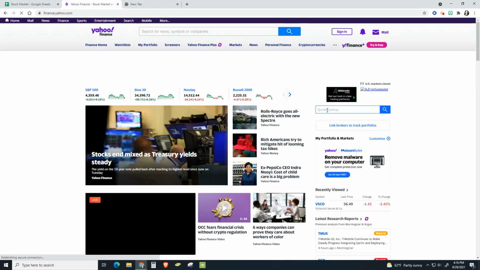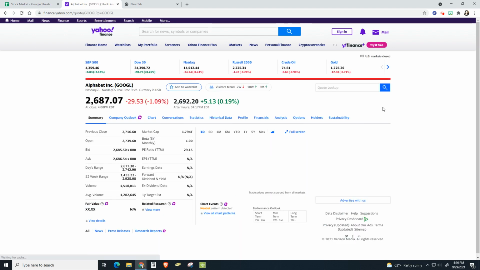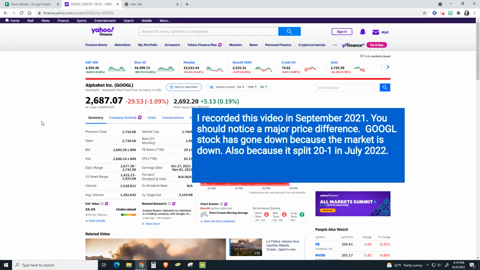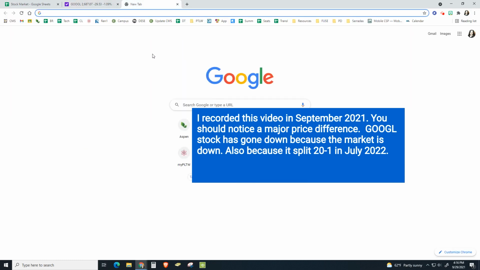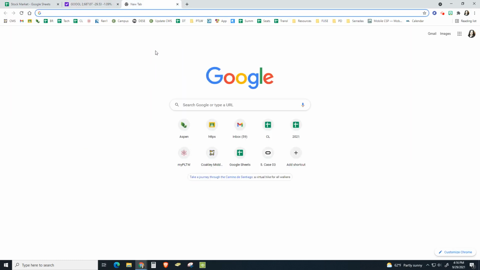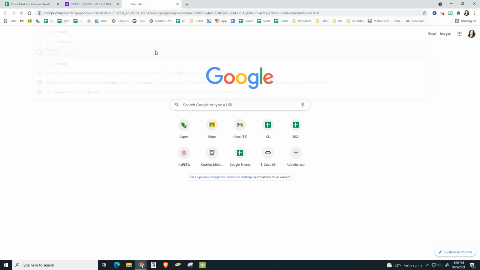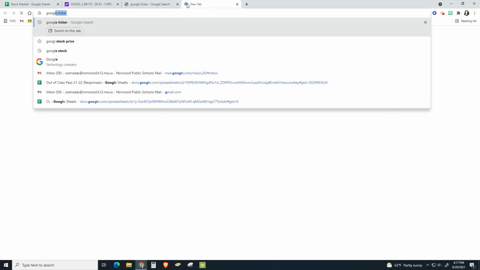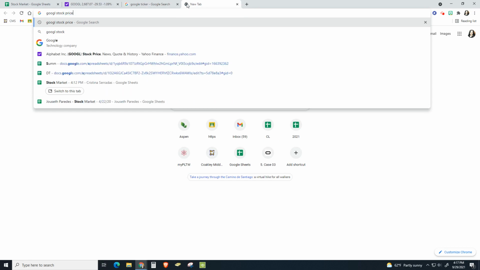So you would just type in the ticker and it'll bring you to the stock that you're looking for. It'll come up in the list. And I just like the way it's laid out. It has a lot of information, but you don't have to use Yahoo Finance. You could also very simply just go into Google and I could do the Google ticker. I could write that and it'll pop this up, or I could do Google L and then write stock price, whatever it is that you need.